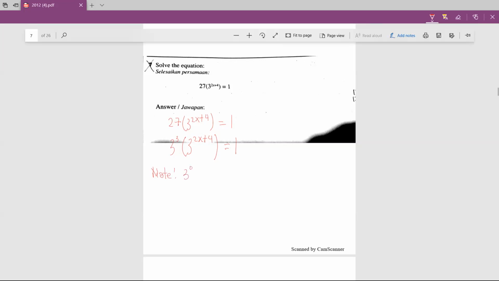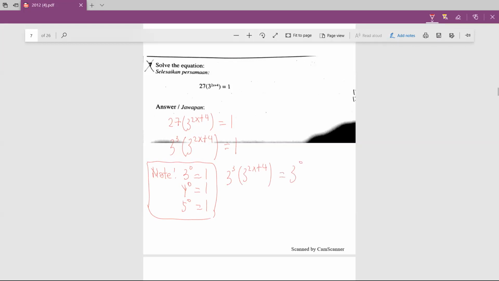3 power 0 is 1. 4 power 0 is 1. 5 power 0 is 1. Anything power 0 is 1. Okay, so therefore, kita apply 3, 2x plus 4 equals 3 to the power 0, which is 1.